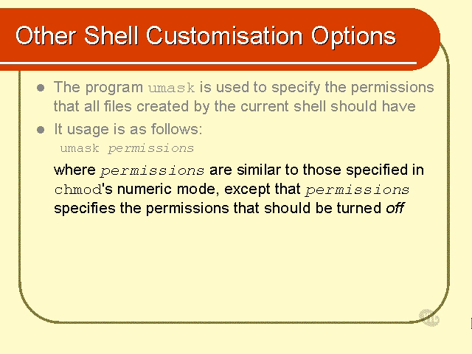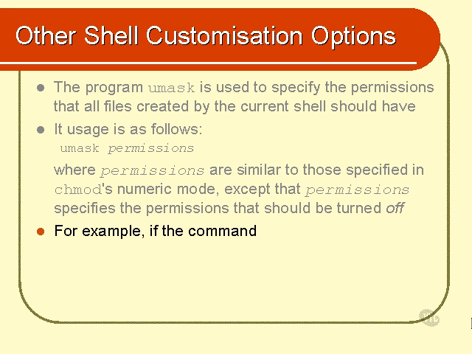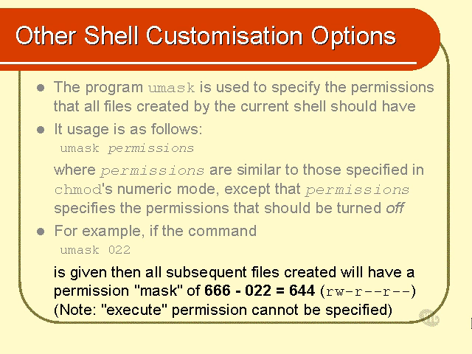Let's have a look at an example. Suppose you entered the command umask 022. Now what that means is that all files that you subsequently create will have permissions of 644, in other words rw-, r--, r--. Now how do you get 644 from 022? And the answer is you subtract them from 666. Why 666? Well, 666 is considered the full permissions, read-write for everybody.